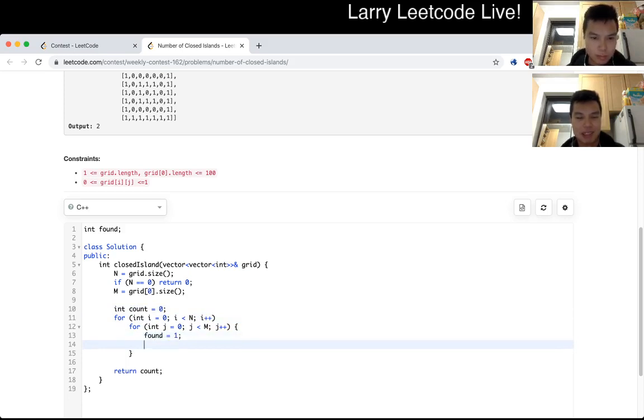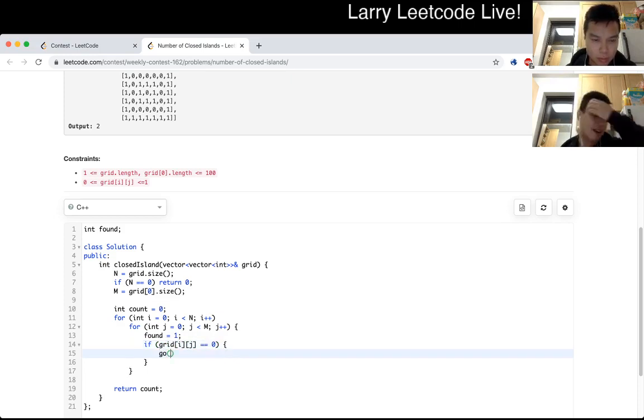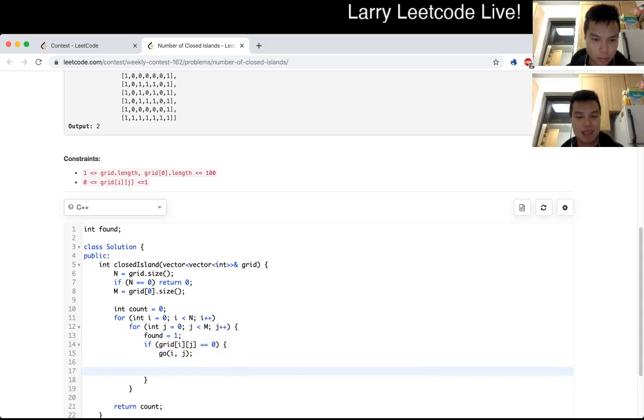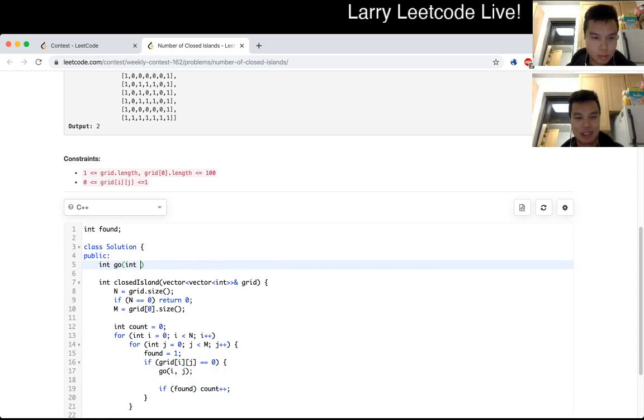The found is a really bad variable name here. It's more like whether this recursion is good, in that it's almost the inverse of what it should be named, which is that if it didn't find an outside area, you add the count. And then now we do the recursion.